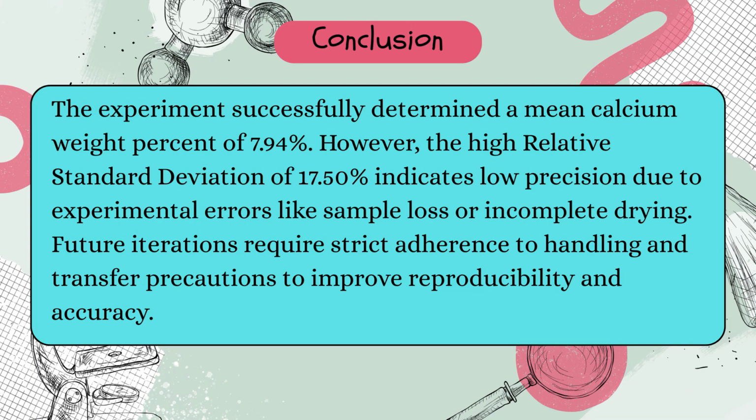For a final conclusion, the experiment successfully determined a mean calcium weight percent of 7.94%. However, the high relative standard deviation of 17.5% indicates low precision due to experimental errors like sample loss or incomplete drying. Future iterations require strict adherence to handling and transfer precautions to improve reproducibility and accuracy.